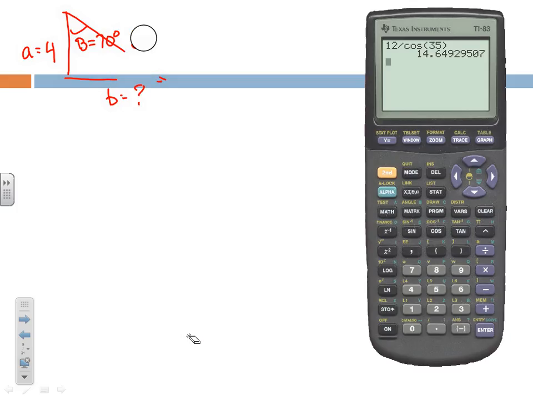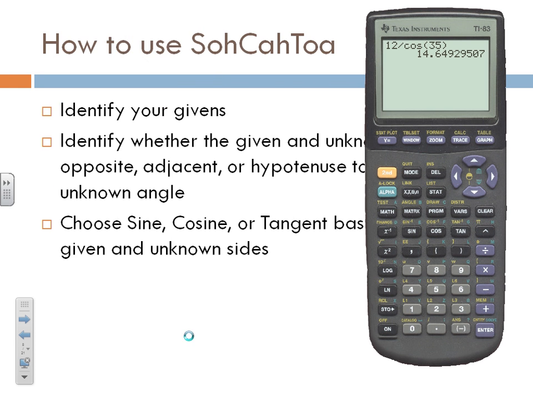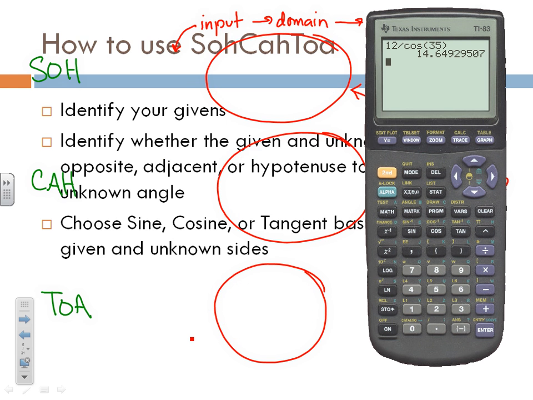I'm going to ignore angle A and I'm going to ignore side C in this one because they're not my givens or my unknowns. I'm looking for side B. Side B is opposite angle B, so I have an opposite side. Side A here is right next to angle B, so this is adjacent. So I'm looking for a function that uses opposite and adjacent. That's tangent.